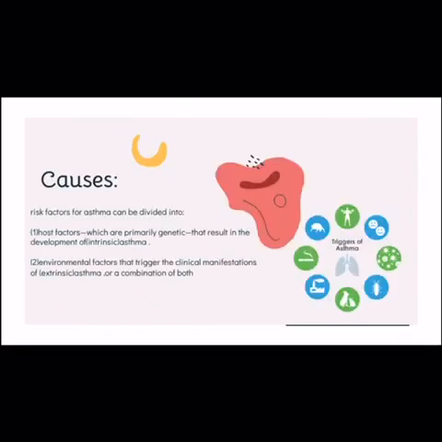What are the causes of asthma? Why does the patient have asthma? Until now, the pathogenesis of asthma is incompletely understood. But the experts and scientists say that we have multiple risk factors that lead to an increased possibility of getting asthma. The first factor is a host factor. The primary host factor is genetics, okay? And that results in the development of intrinsic asthma. The second risk factor is an environmental factor that triggers the clinical manifestation of extrinsic asthma, or it could be a combination of both.